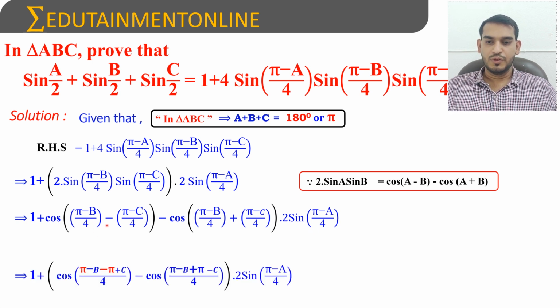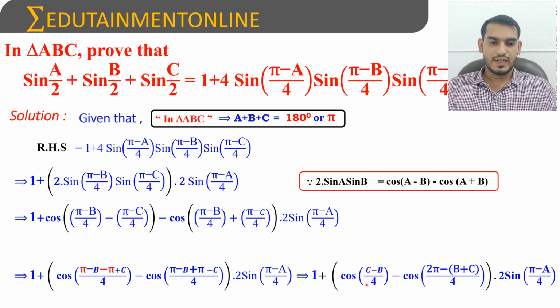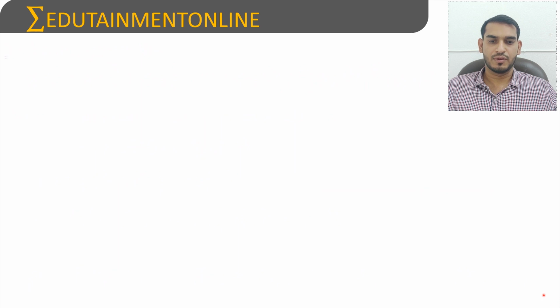Again here, because the denominator is the same, we can sum up the numerators, which is π − B, minus of minus π is minus π, minus of minus C is plus C. And similarly here π − B + π − C. So here π − π will get cancelled. So the remaining terms are cos((C − B)/4) − cos((2π − (B + C))/4) into 2 sin((π − A)/4). So we can write as 1 + [cos((C − B)/4) − cos((2π − (B + C))/4)] and 2 into sin((π − A)/4).